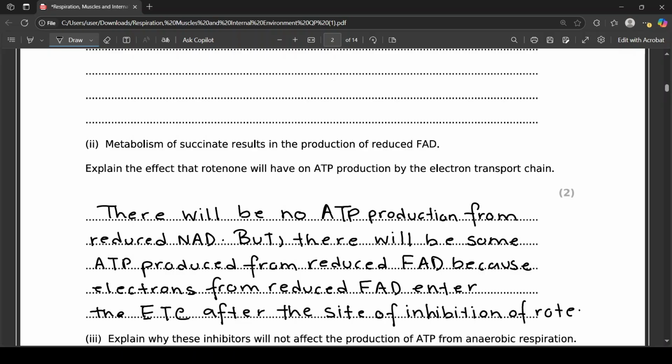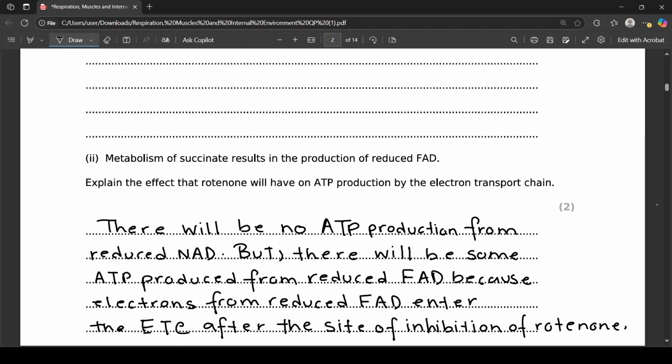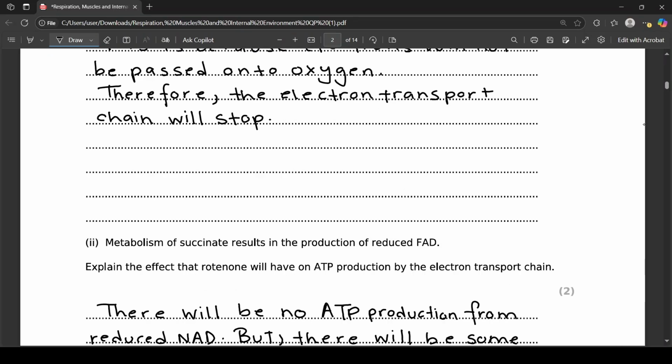Okay. Now let's read the answer again. There will be no ATP production from reduced NAD. Because, okay, let's get to the chain again.